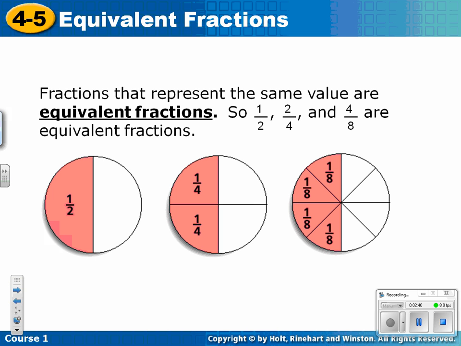A visual representation of this. 1/2 of this pizza or pie or cookie, whatever you want. 1 of 2. 1/2 is shaded red. 2/4 is shaded red. 4/8 is shaded red. It's all the same. It all covers the same size area, doesn't it? They're equivalent. They all equal the same. If we did it, we could have 8/16. We could cut it into 16ths. It would still cover the same amount.